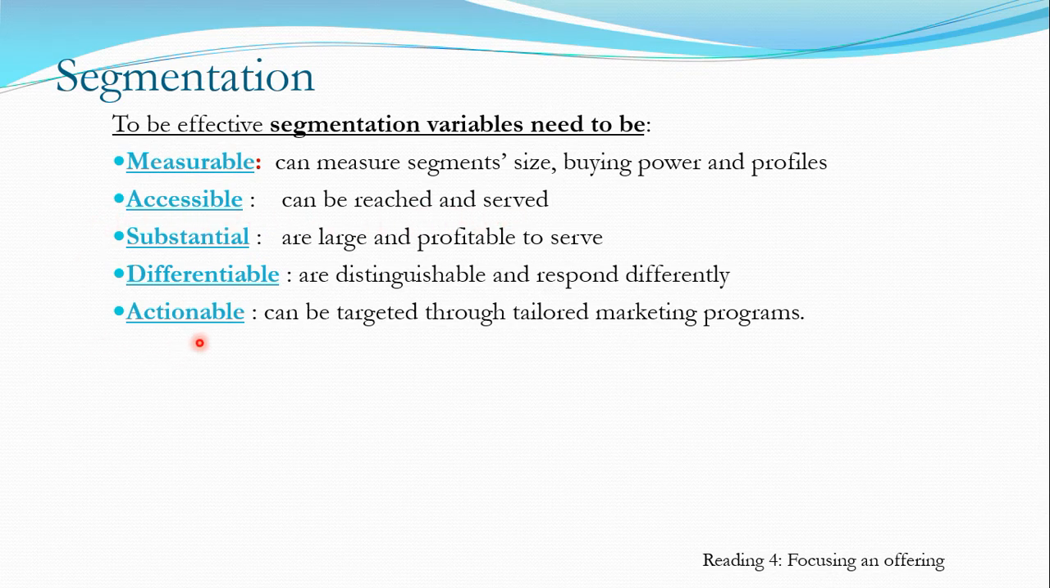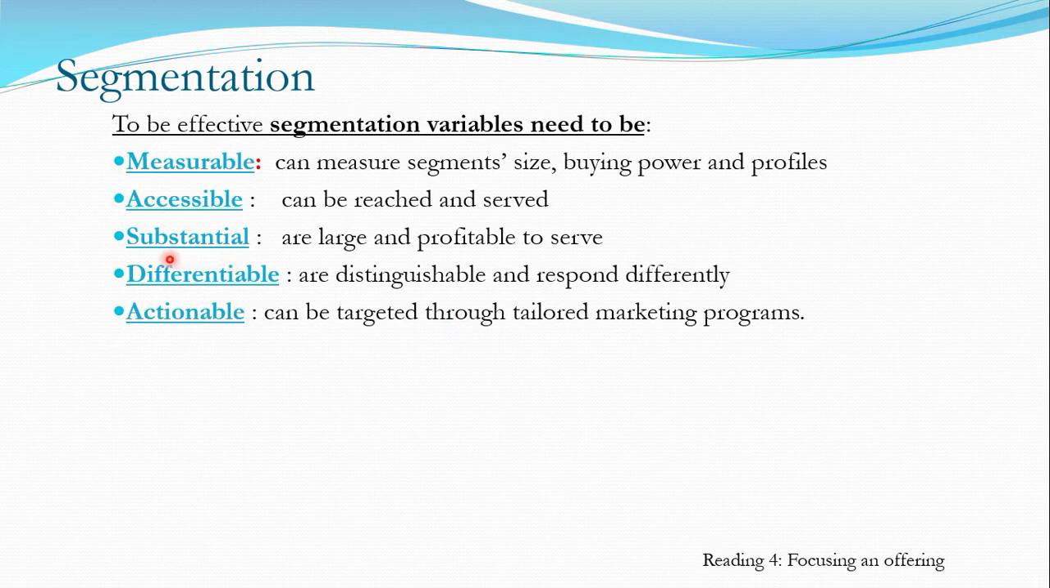Accessible is very linked to actionable. Actionable means that you can really make a marketing program for this market. If you cannot access the market, and if you cannot do a marketing program for this market or for this segment, why do you do segmentation in the first place? It's not logical.